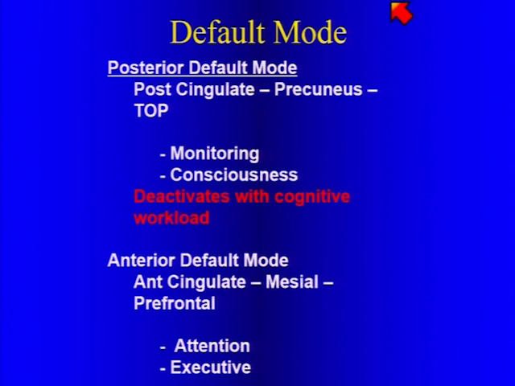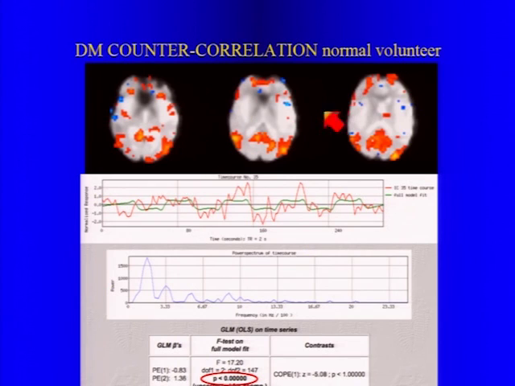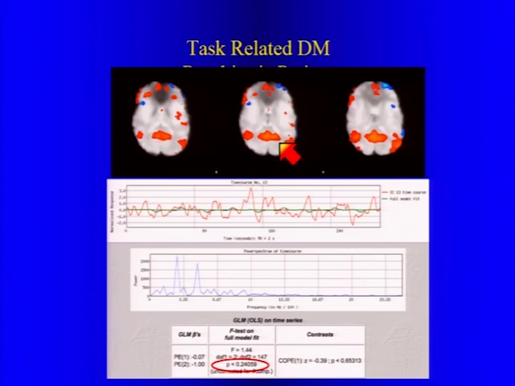Just to give you an idea, this is the activation we see with the resting state with the posterior default mode. And then here in a normal volunteer, you see that this is done in resting state, and then we have them do a task, and you can see the default mode tends to be less. Exactly why this is, we're not sure, but it's what we've seen.